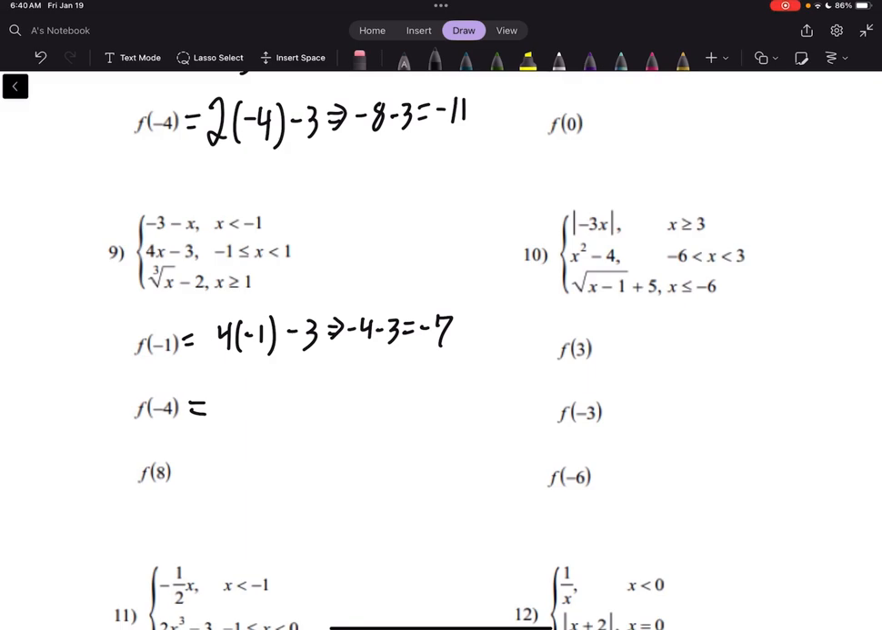-4. Is -4 less than -1? Yes, we're going to plug in the first equation. -3 minus -4. So this is really -3 plus 4, for +1.